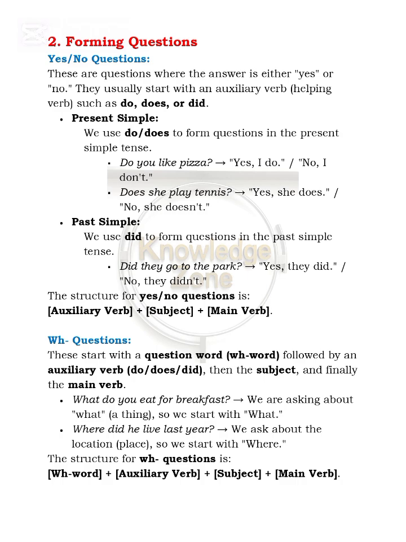WH questions. These start with a question word followed by an auxiliary verb, then the subject, and finally the main verb. What do you eat for breakfast? We are asking about what, so we start with what. Where did he live last year? We ask about the location, so we start with where. The structure for WH questions is question word plus auxiliary plus subject plus main verb.